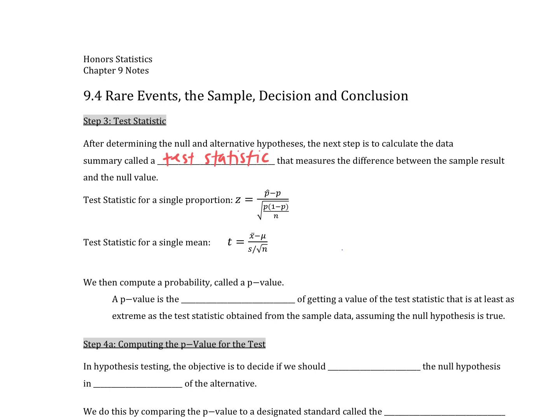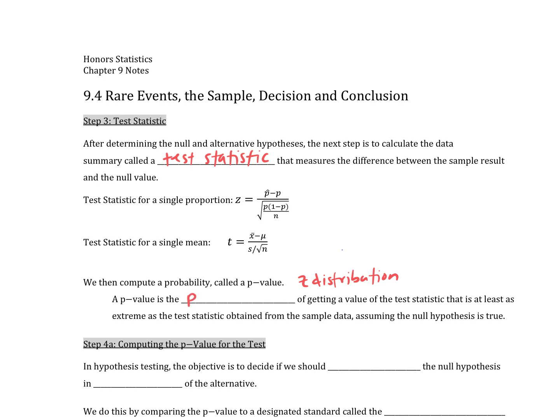Then you compute a probability called a p-value. Now, we are only going to compute the p-value for z. It's more complicated for t, and so we're going to do it a different way. But for z, if you're given the z value, you're going to calculate the probability using the z chart, just like we've always done.